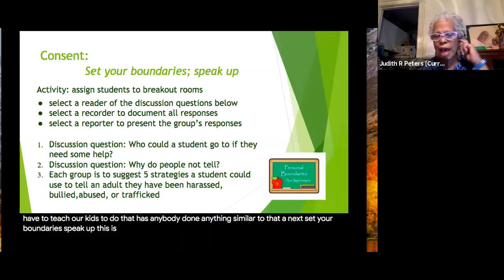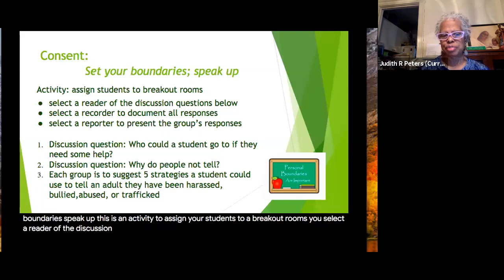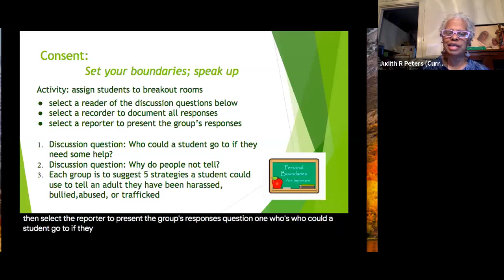All right, this is an activity. You assign your students to breakout rooms. You select a reader of the discussion questions below, select a recorder to document all responses, and then select a reporter to present the group's responses. Question 1, who could a student go to if they need some help? Anybody can answer that question, raise your hand and we'll unmute you or unmute yourself.